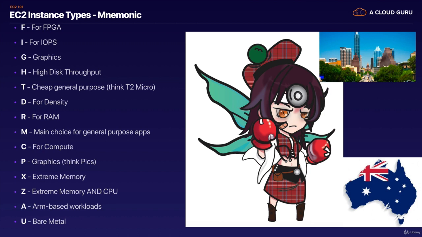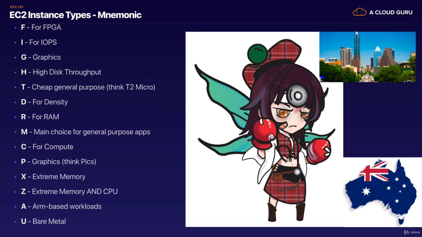Our offices are in both Austin, Texas, as well as in Melbourne, Australia. So maybe that's the way you remember it, the A Cloud Guru offices. So you're going to go fight this Dr. McPixie in Australia or in Austin. So that's how you can remember all the different instance types.